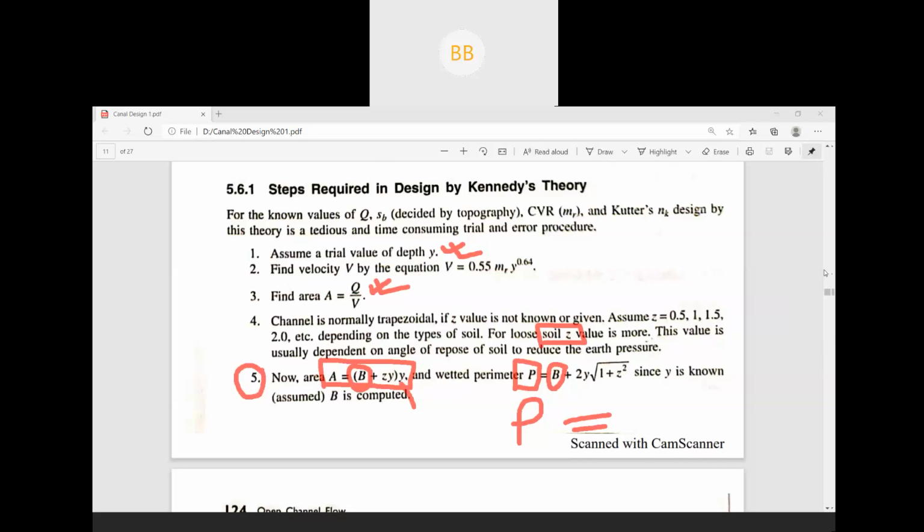Students, you are requested to write down the steps. Because when we move on to the numericals, these steps you need. You have to follow this step by step procedure. So it's better if you write down the steps. Write the steps required in design by Kennedy's theory, and you write down the steps till 5. We have more steps. As we have discussed till 5, you kindly write down till 5.